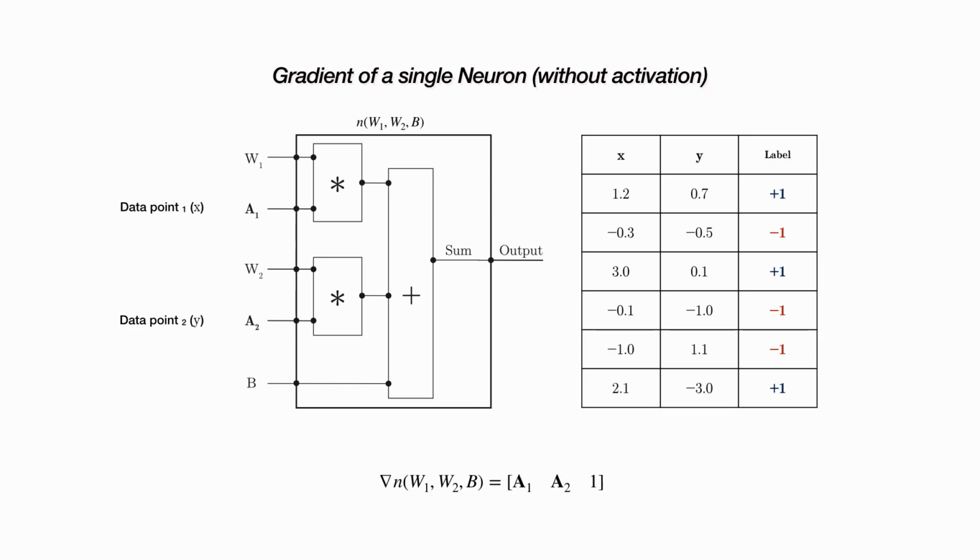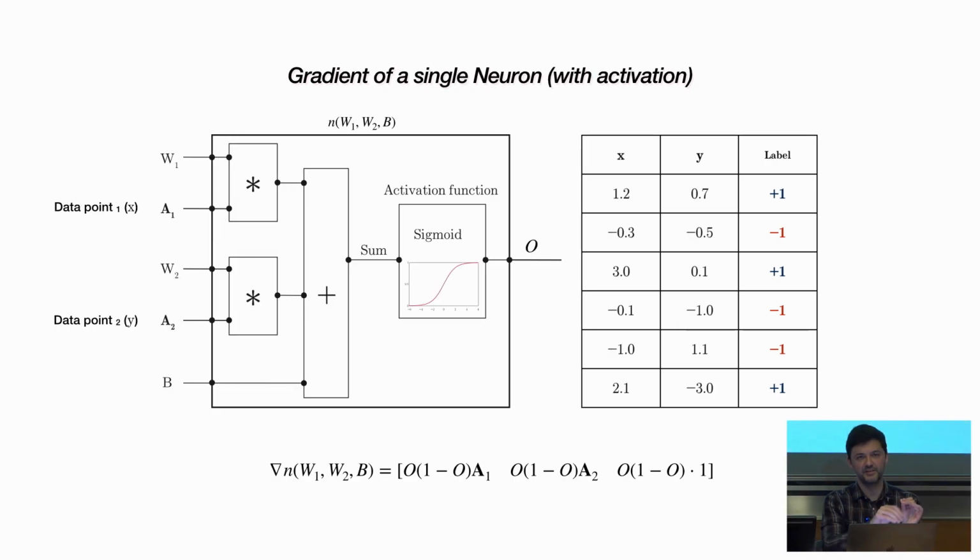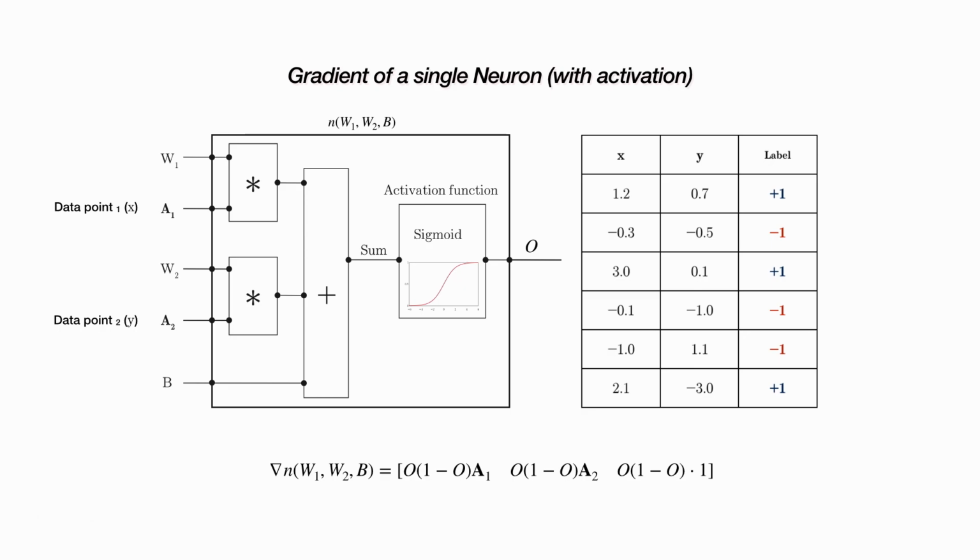And here's the gradient. So the gradient of this function n, which has 2 inputs, 2 weights and a bias, is just a1, a2, and 1. So these are the values for the gradient. These are the values that we need to update in our learning model. And now if we add the activation function, if we add the sigmoid at the end, you see that not much has changed. The variables a1, a2, and 1 are the same, it's just that in front of them is the derivative of the sigmoid itself, which is O, the output of the whole thing, times 1 minus O. You see, there's a common term here everywhere.